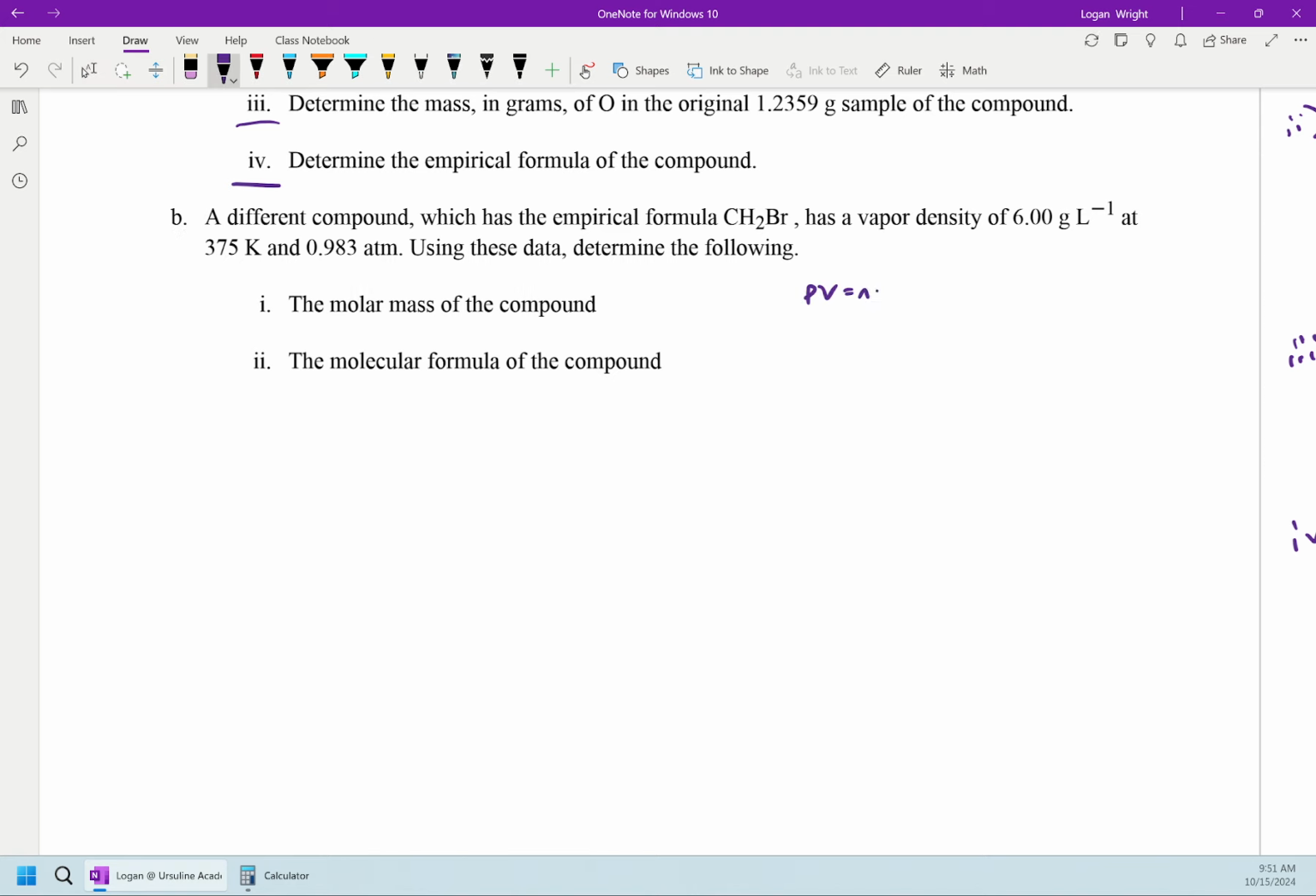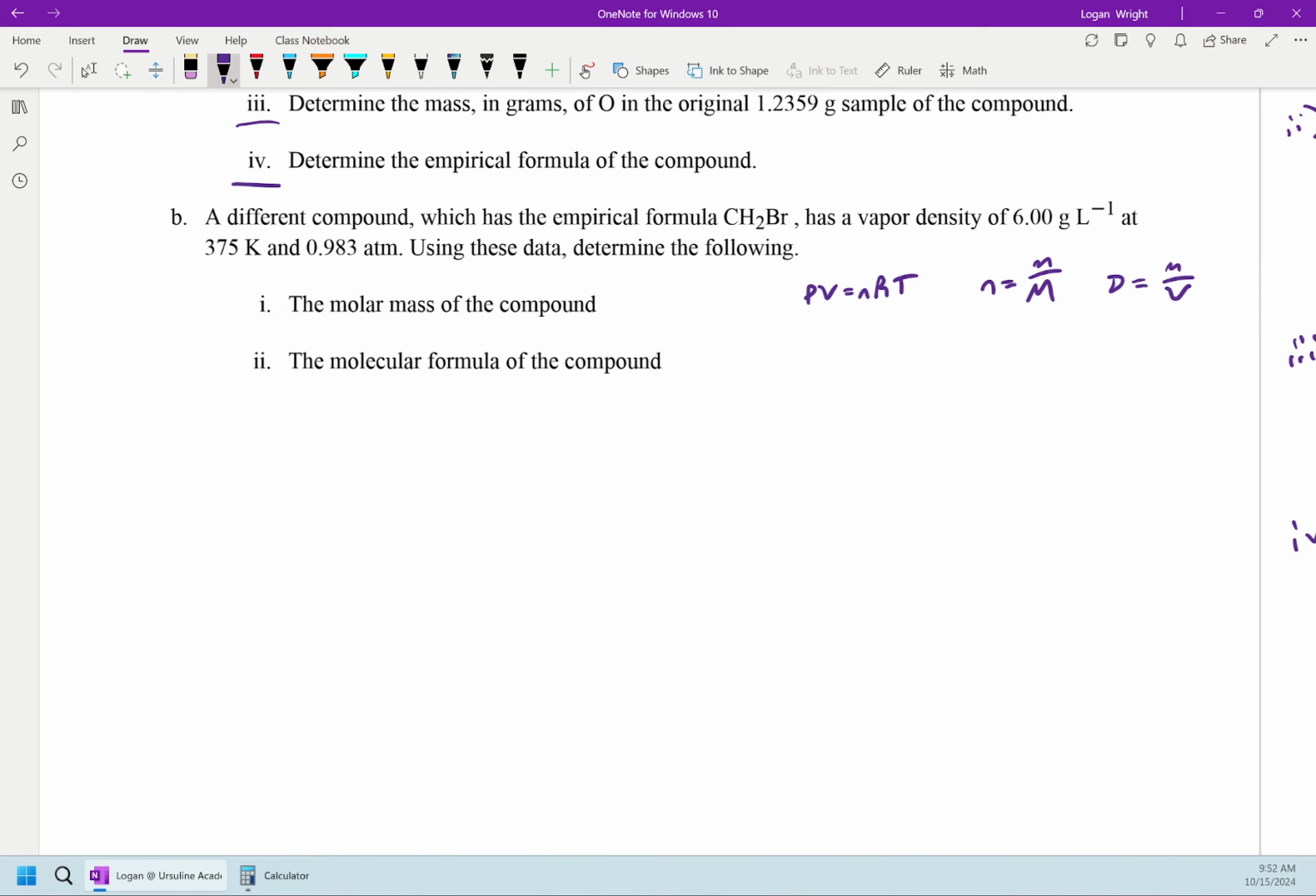PV equals nRT. The first thing it asks me to find is molar mass. Now, a bunch of the problems on this homework combine a bunch of different equations from your equation sheet. So on your resource equation sheet, I've got PV equals nRT. We also have an equation for converting mass over molar mass into moles. And we know that density is mass over volume.